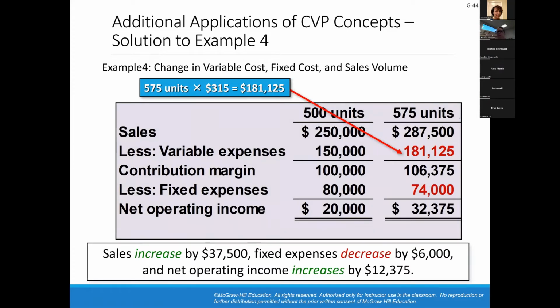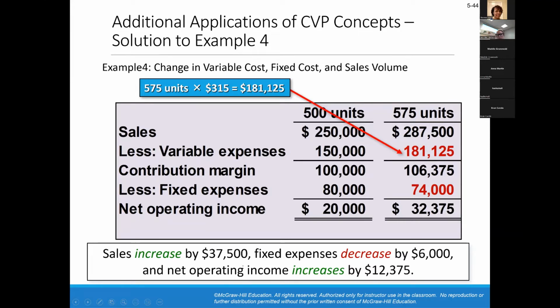All right, so 575 times the 500 gives you the 287.5. Then they do the calculation for you that the variable cost was increased. So it went to 315 times the 575. So we have a new variable expense of 181,125. Contribution margin of 106,375. Less the fixed expenses, it's going to be now 74,000 because we reduced it. We're not paying that commission there. And so now the operating income is 32,375.